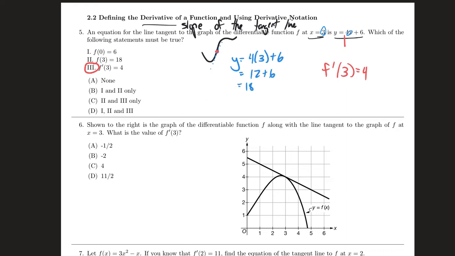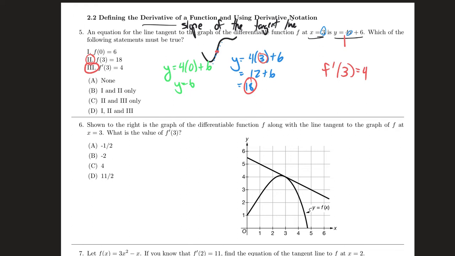So when I plug in 3 into my line, I get 18. But since that line is on the graph there, I also know in my original function, if I plug in 3, I get 18. So 2 is also right, because that tangent line is touching my graph at 3. And the last one's kind of a trick question, at least that's what the AP people are hoping, because if I plug in 0 into the same equation, I get 6. So it looks like if I plug in 0 into my original function, I should get 6.